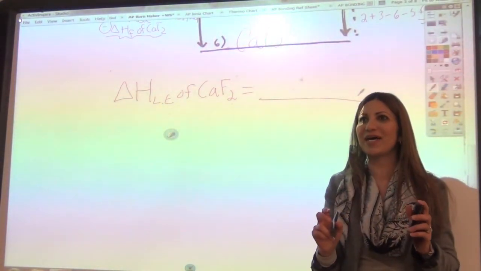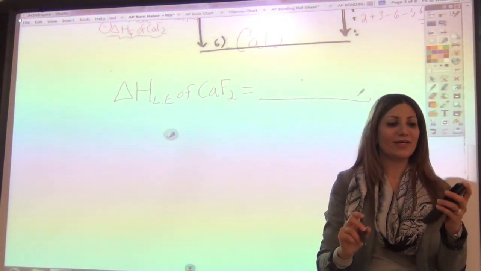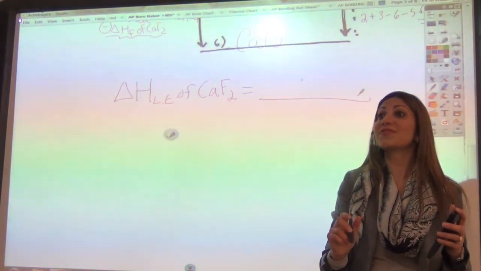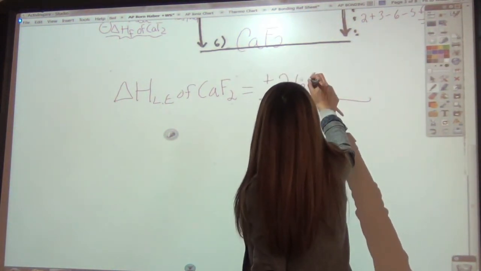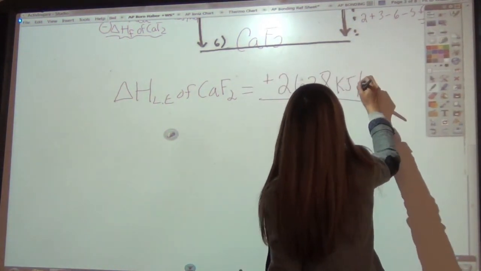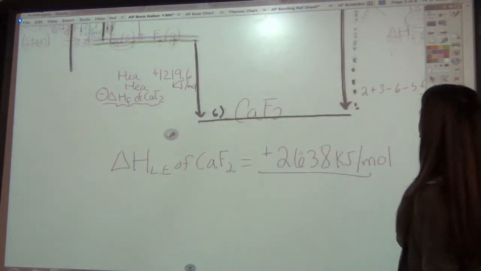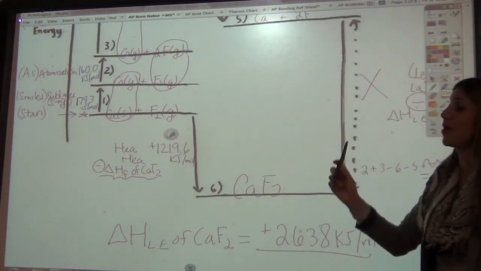Are you getting something in the 2,000 range? Yeah. What are you getting? 26, 38, something like that? Perfect. You should get something around 2638 kilojoules per mole. If not, just make sure that you check your calculations because maybe you have one sign that's wrong. Okay? And that's basically it for the Born-Haber cycle. That's it.